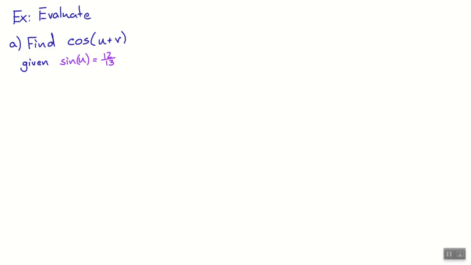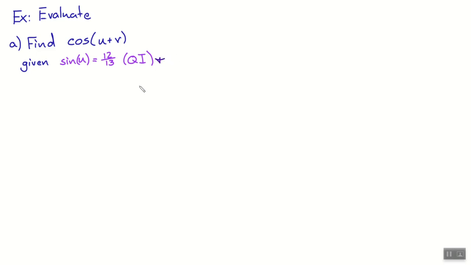Okay, so there's our first little part. But more than that, I'm given that the sine of u is 12/13. And I'll even go a little bit more specific, but I think you would probably assume this, where we're just going to say that this is in quadrant 1.